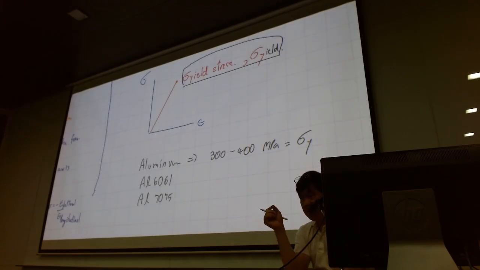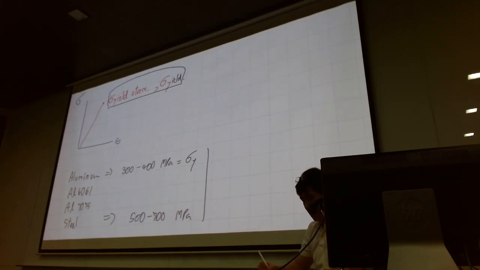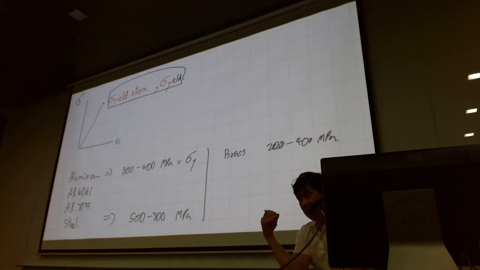Quite the same as steel. The steel itself, if you look at it, the yield strength is usually around 500 to 700 MPa. And quite similar, you look at brass or copper, around 200 to 400 MPa. Brass is a little bit softer than aluminum, but sometimes brass would have more nickel component in it and it will become stronger.